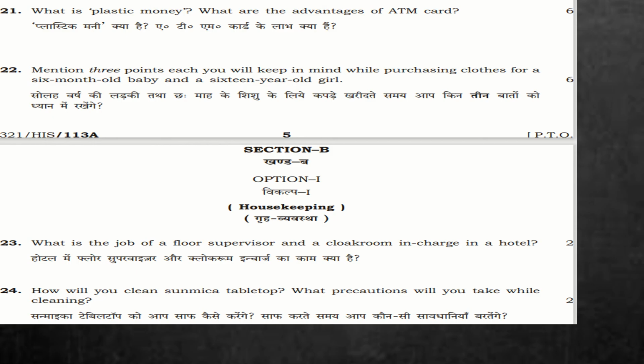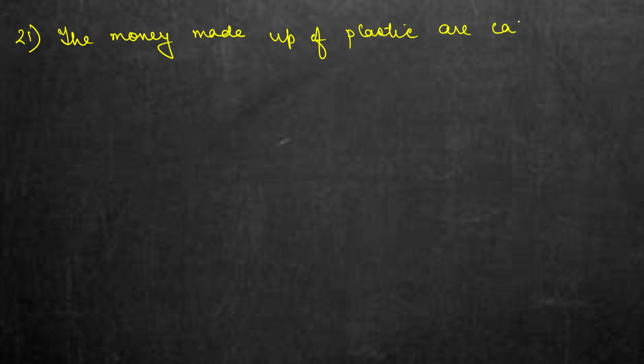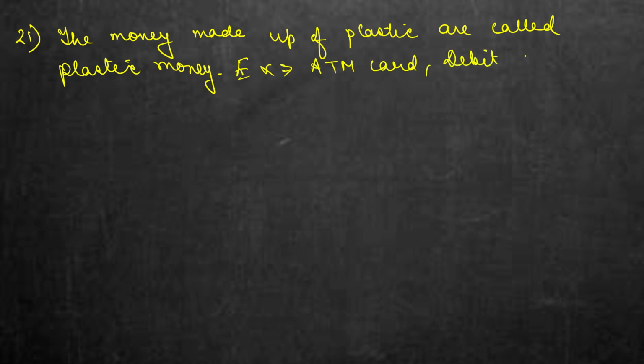Question number 21. What do you mean by plastic money? The money made up of plastic is called plastic money. Example: ATM card, debit or credit card. It has an electronic chip inside it and it can be used as a mode of payment.